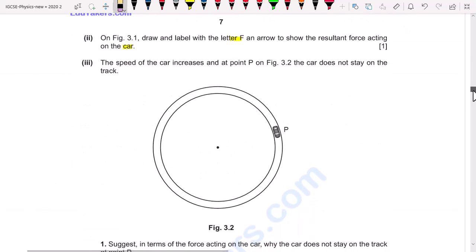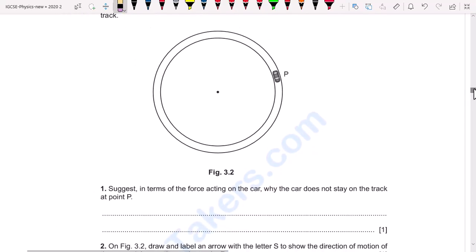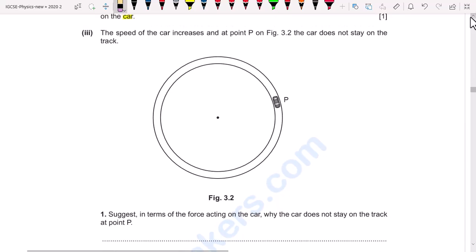Next part is part 3. The speed of car increases and at point P, you can see in the figure 3.2 there is a point P. On figure 3.2, the car does not stay on the track. It means that at a point P, it does not move into the circular path.